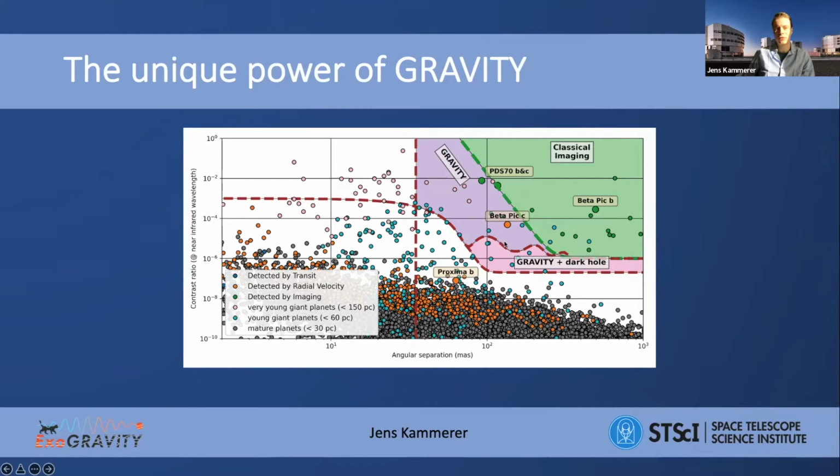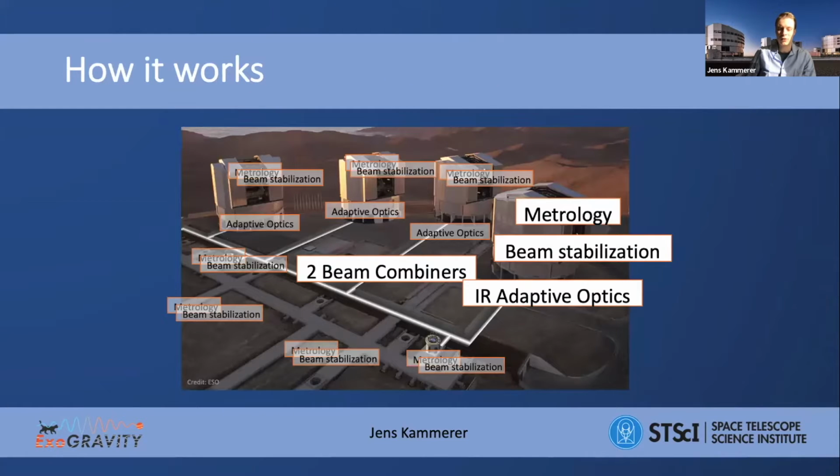So how does GRAVITY achieve this additional gain in angular resolution? Of course, GRAVITY is an interferometer, so it combines the light of multiple telescopes simultaneously. In our case, it's the 4 8-meter telescopes at Paranal. And as you can see, there's a lot going on. But the most important thing for our exoplanet observations is that GRAVITY has 2 beam combiners, which basically means that there are 2 interferometers that we can use.